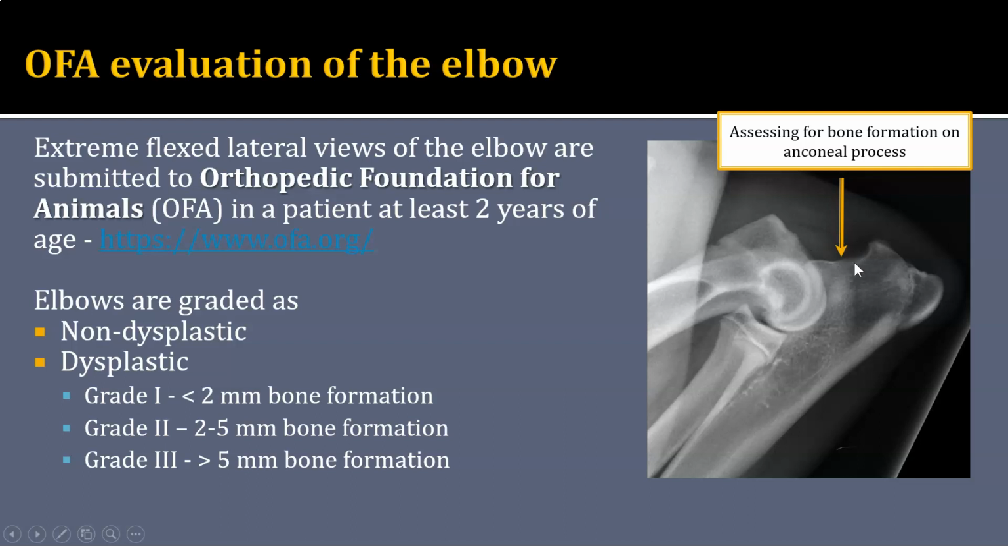So if there is no new bone and they don't identify any specific findings of elbow dysplasia, they'll be non-dysplastic. And then grade 1 is going to be less than 2 millimeters of new bone. Grade 2 is 2 to 5 millimeters of new bone. And again, we're looking at this area. And then grade 3 would be greater than 5 millimeters.